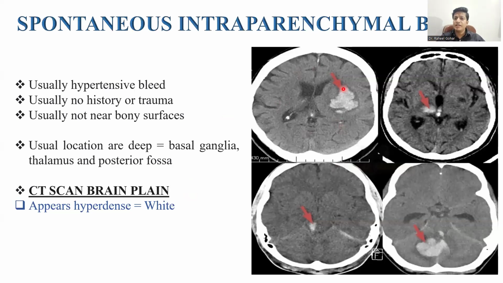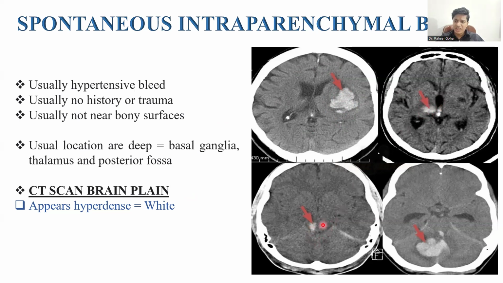Again, you can see in the axial section there is intraparenchymal acute blood in the area of the lentiform nucleus. Here you can see it is on the right side, because of the third ventricle. So on the right side of the third ventricle there is thalamus.